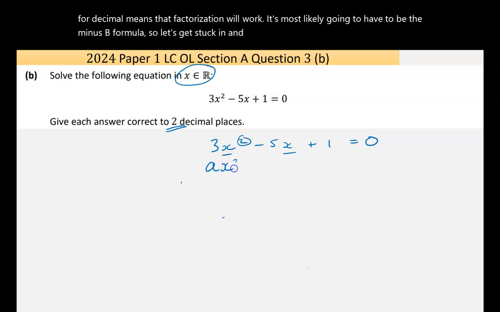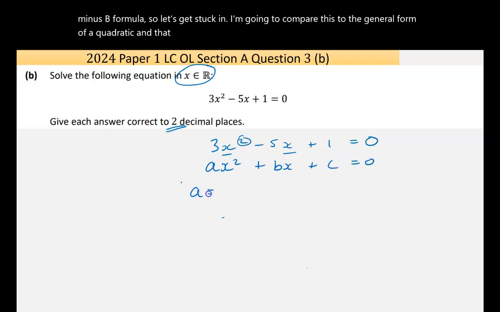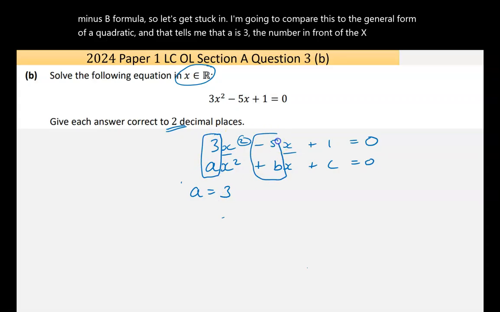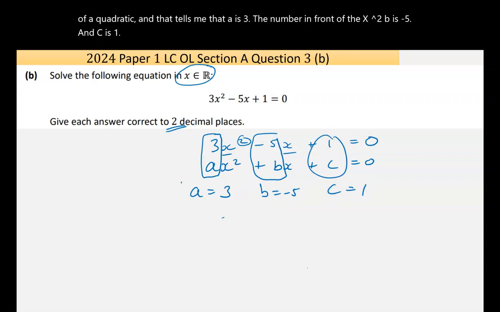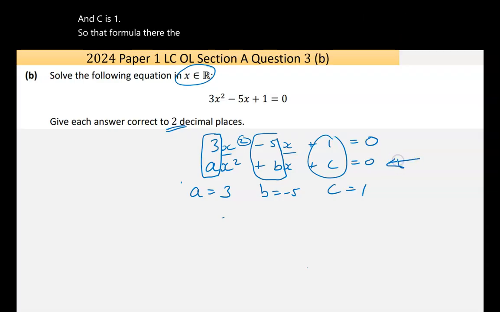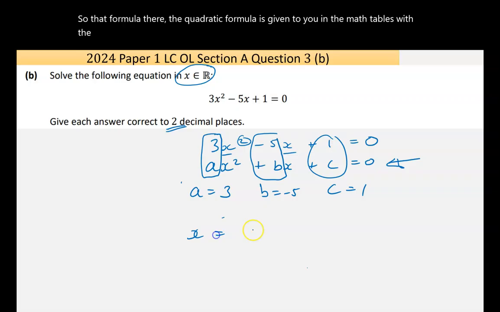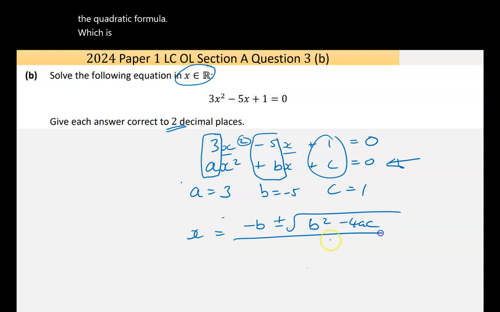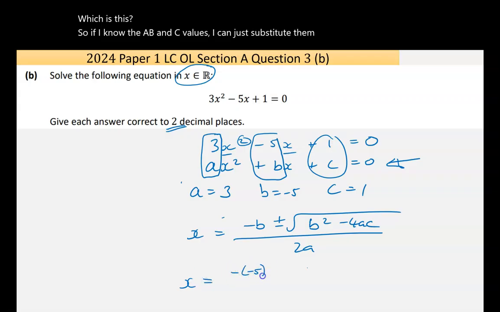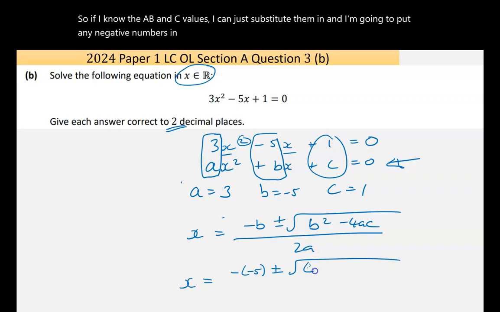I'm going to compare this to the general form of a quadratic. That tells me that a is 3, the number in front of the x squared. b is minus 5. And c is 1. The quadratic formula is given to you in the maths tables, which is this. If I know the a, b, and c values, I can just substitute them in. Now I'm going to put any negative numbers in brackets.